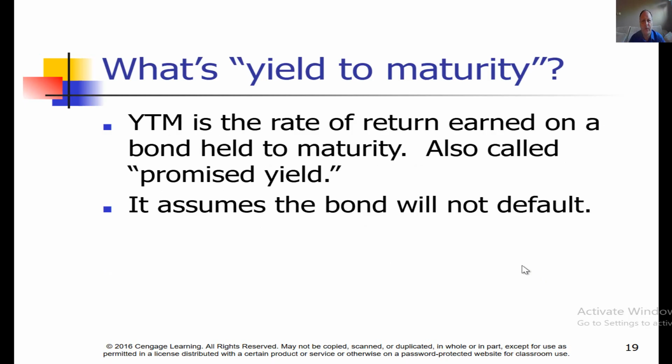Now, how about interest rate definitions? The first one we will look at is the yield to maturity. The yield to maturity, or YTM, is the rate of return earned on a bond held to maturity, also called the promised yield. It assumes the bond will not default, which is generally a good assumption for government debt, for a government issuing debt in its own currency. It's not always a good assumption for private debt.